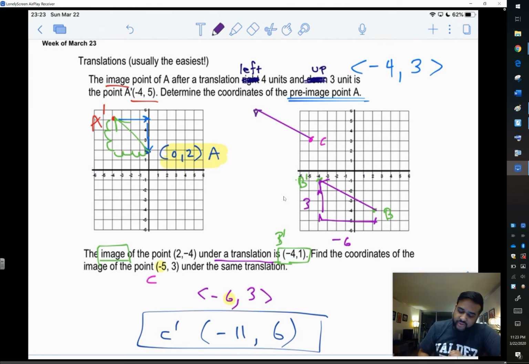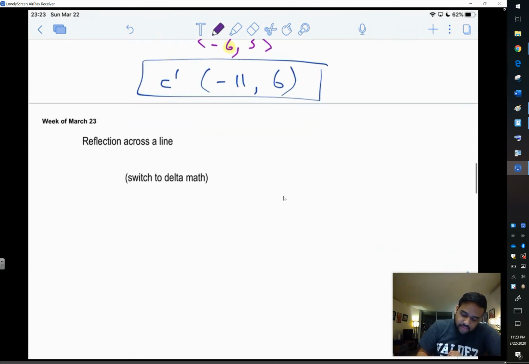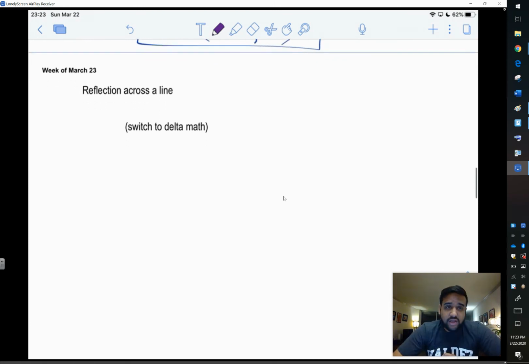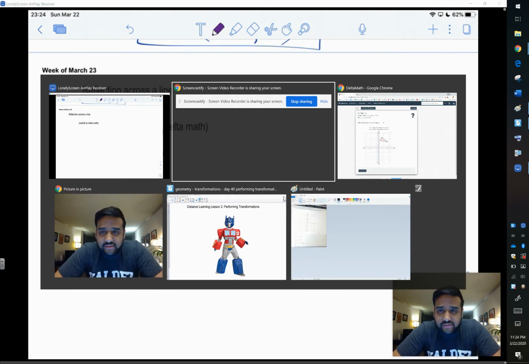Okay, translations. Reflections. Rather than explain this in a number form, we're going to look at a picture. So let's switch over to Delta Math here.